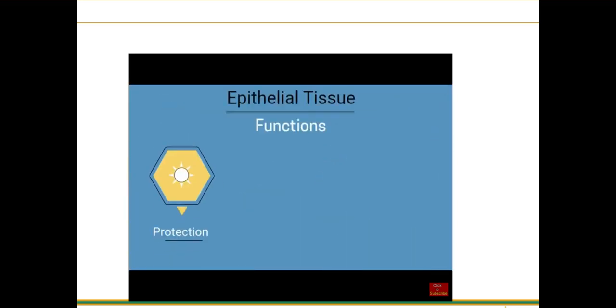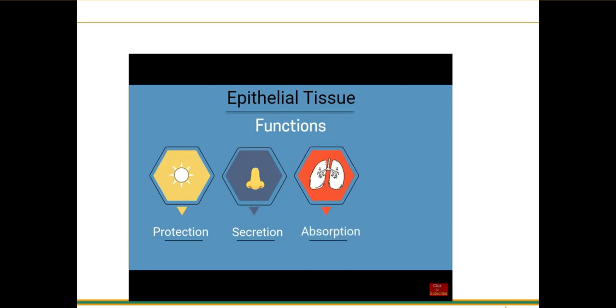First is protection, from things such as sunlight and pathogens. Next, they're involved in secretion of sweat or hormones and even mucus. They also are involved in absorption and exchange. For example, oxygen and CO2 are exchanged through epithelial tissues, and also epithelial tissues are important in sensation and how we touch and feel our world.